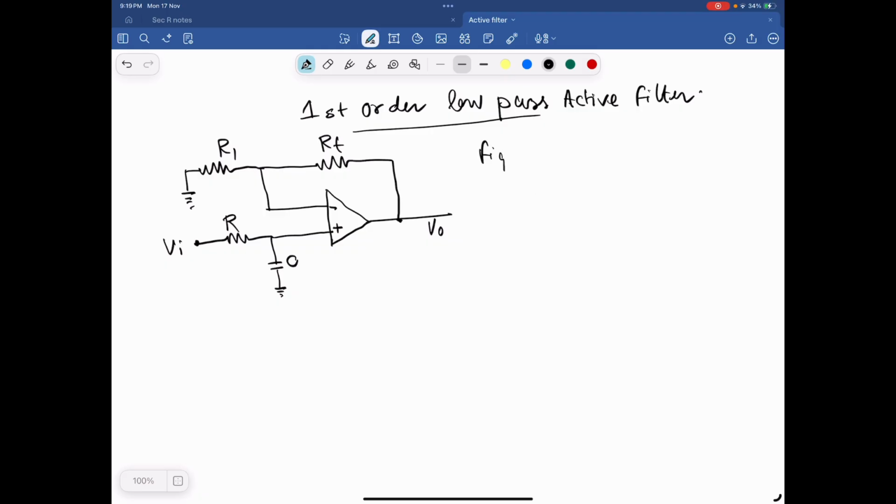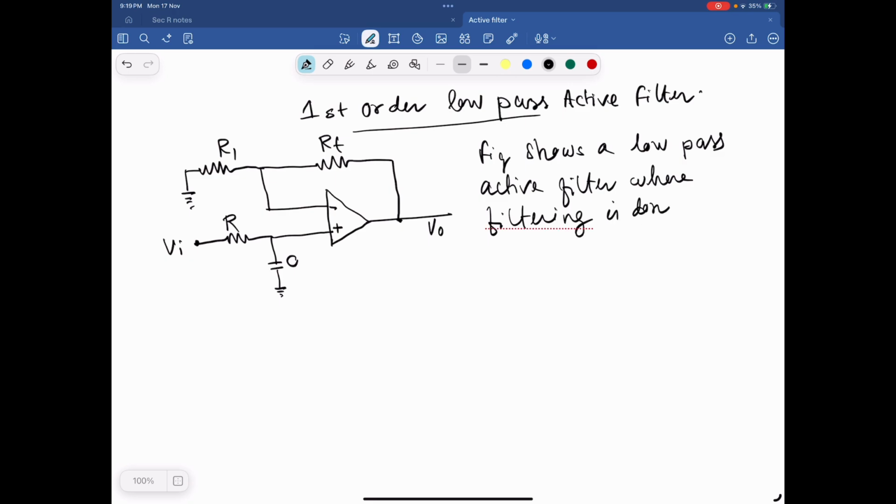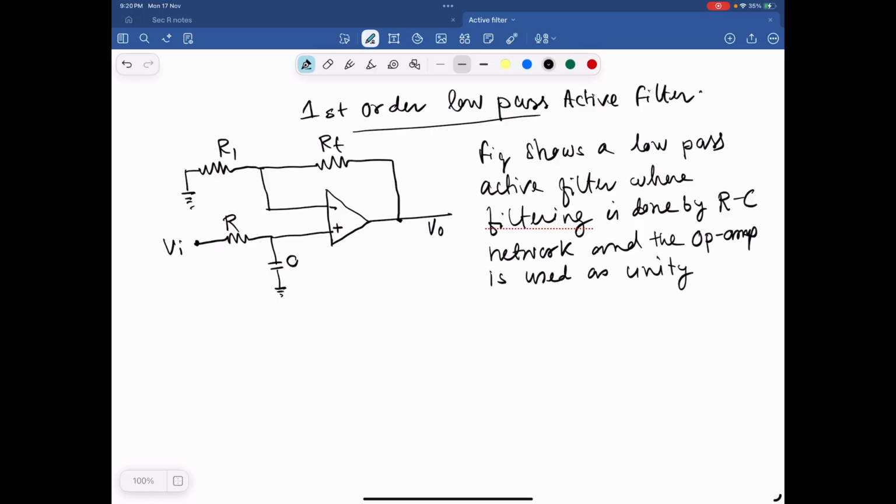So this figure shows a low pass active filter, where filtering is done by the RC network and the op-amp is used as a unity gain amplifier.